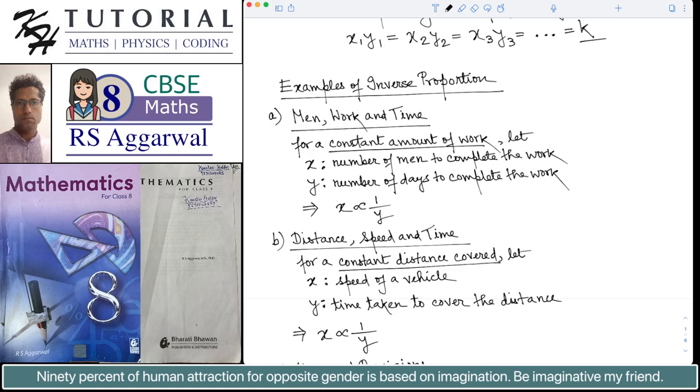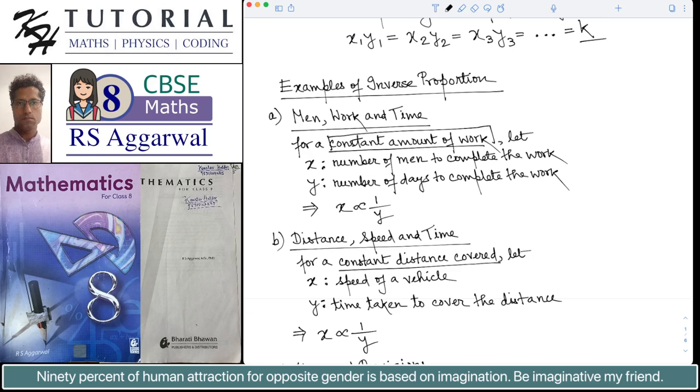Now, if the amount of work is kept constant, by amount of work you can consider, let's say, a 1 kilometer road is being constructed. That you can consider as an amount of work. So that 1 kilometer, the length of the road, is kept constant.